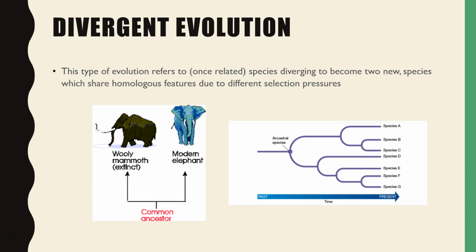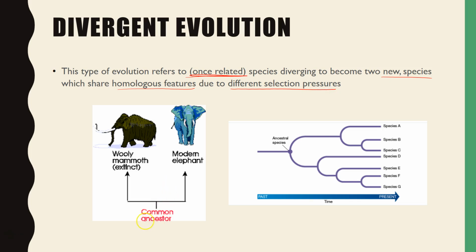The first of which is divergent evolution. That's where we have one related species split or become 2 new species, and they share homologous features, which means they have features that come from a common ancestor, and now they do different functions, but they have very similar structures. The result of divergent evolution is because of selection pressures.